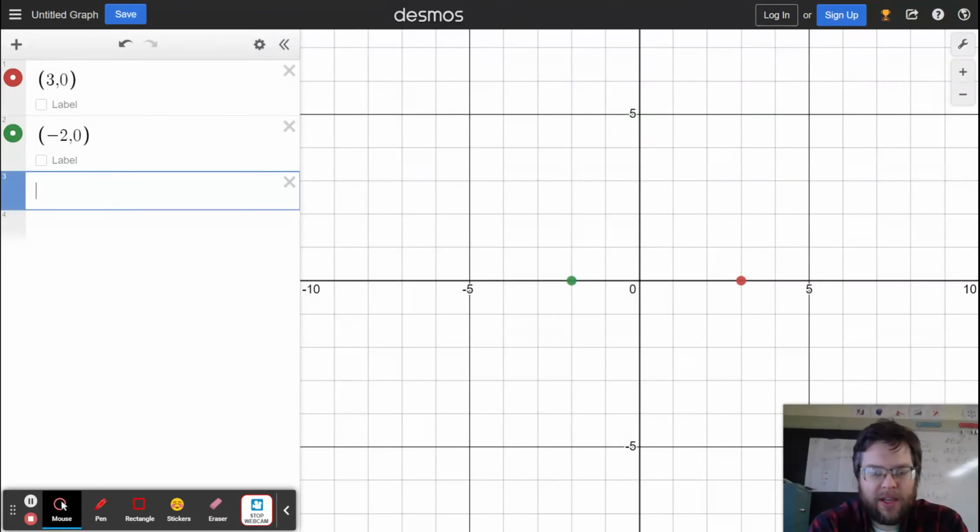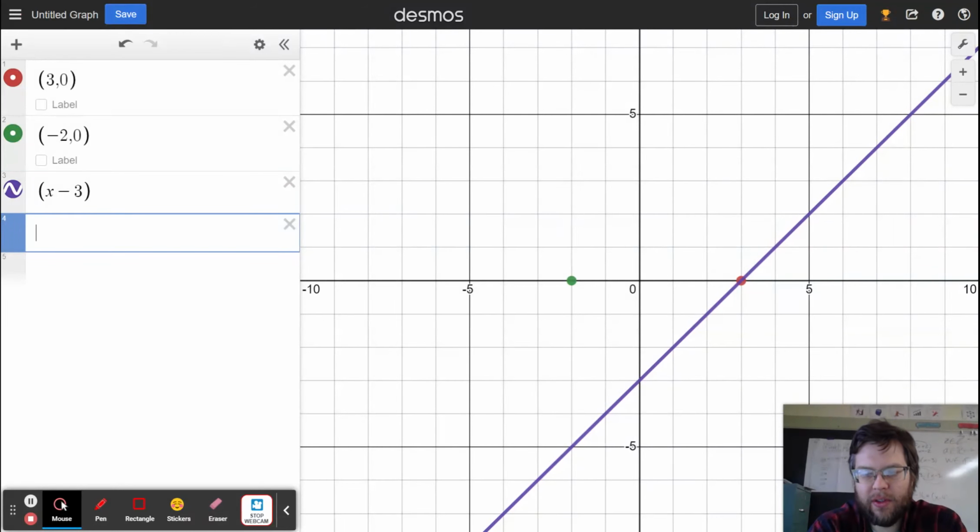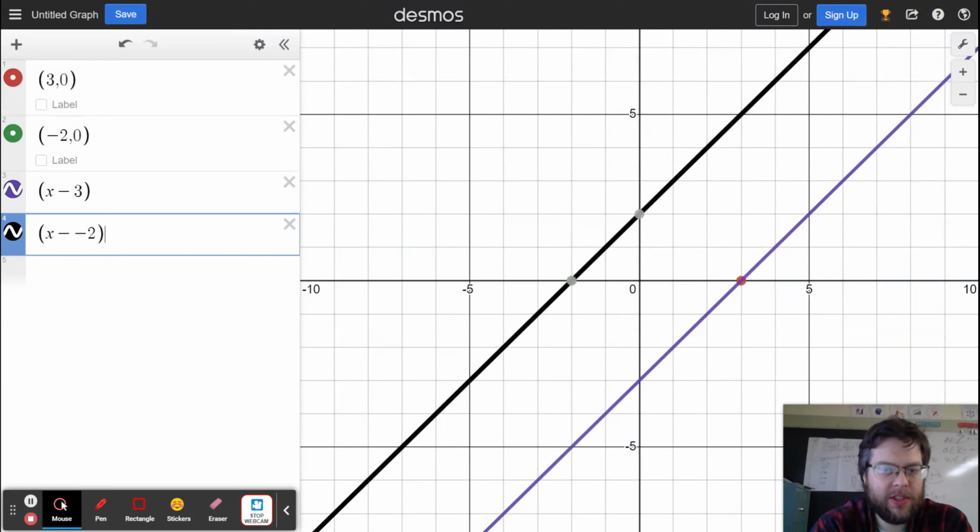What I can do is build up factors like x minus 3. See how that hits the root 3 comma 0. Notice it was positive 3, but I wrote x minus 3. And then the other one is x minus negative 2. Or I could write x plus 2.